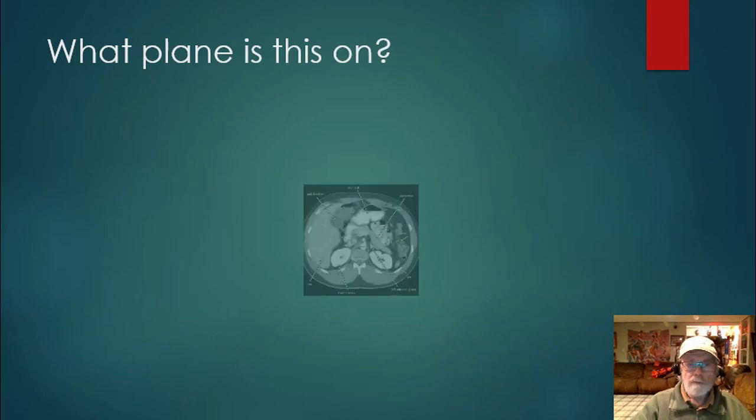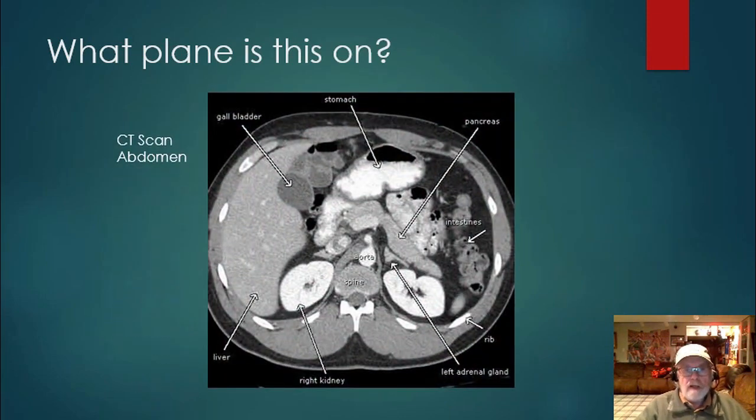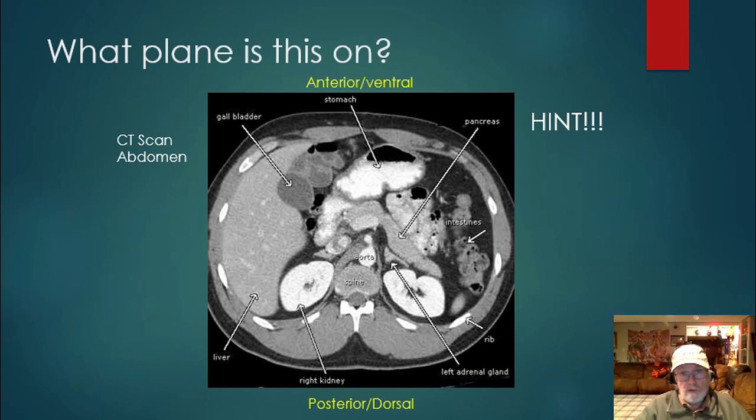Okay, what plane is this on? This is a CT scan of the abdomen. CT scans are radiographs as well, but they're taken in slices. There's the hint. That's anterior or ventral. Ventral is the word for in front, and posterior or dorsal. What plane is that on?